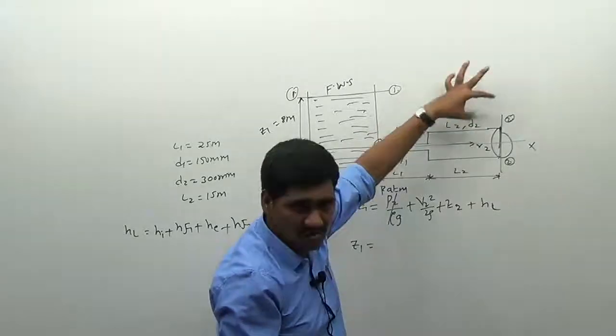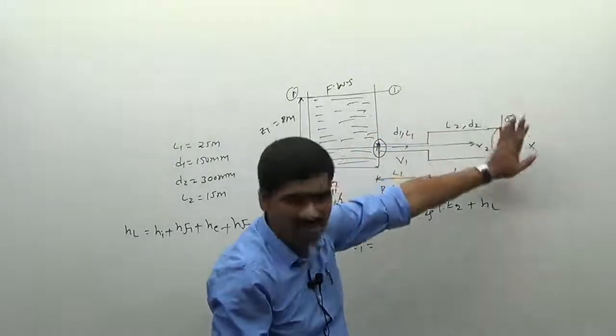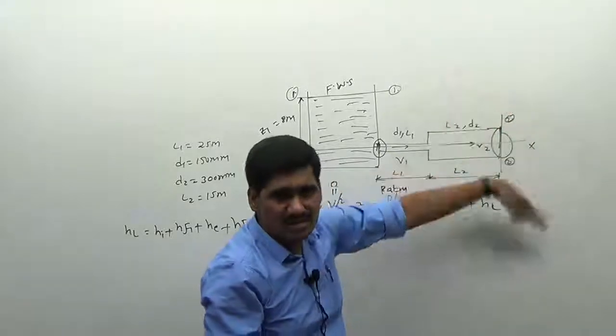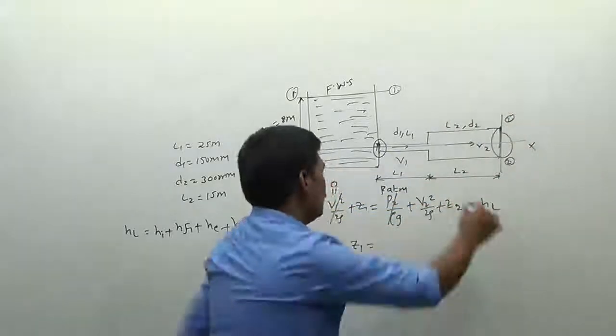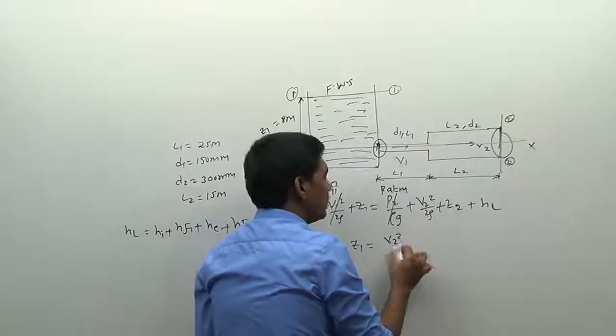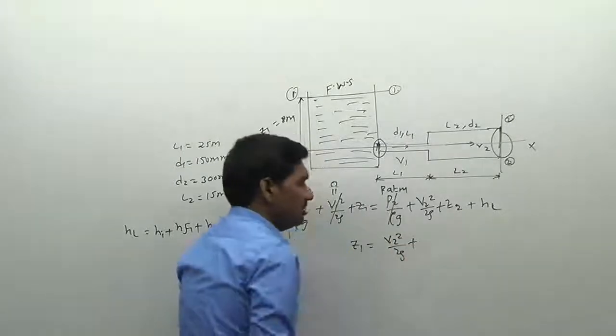You will be having some valve now. If the valve is closed, the velocity will be equal to 0. If the valve is open, you will be having some velocity. Therefore this velocity will be existing. This value will be equal to V2 square by 2G.